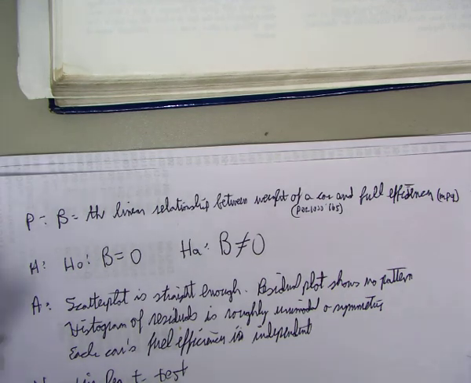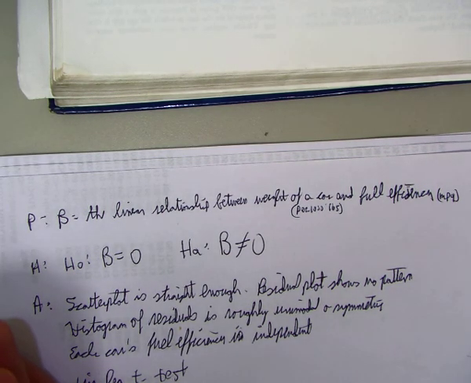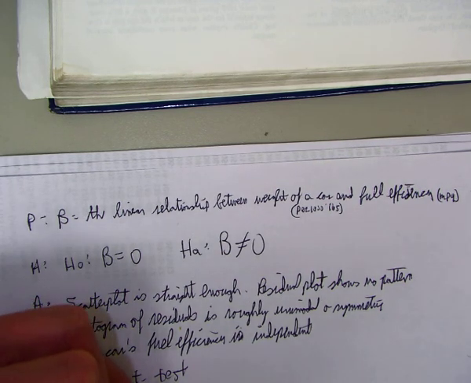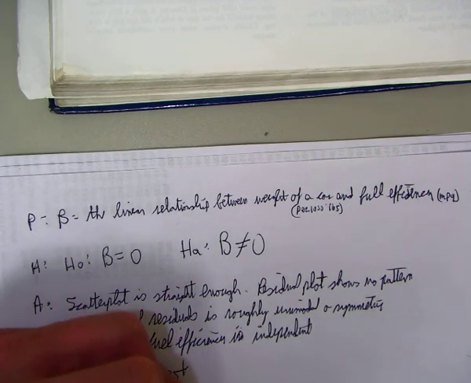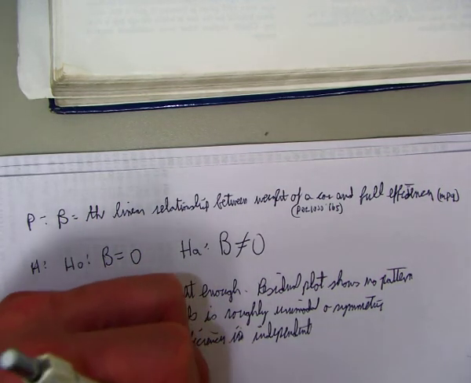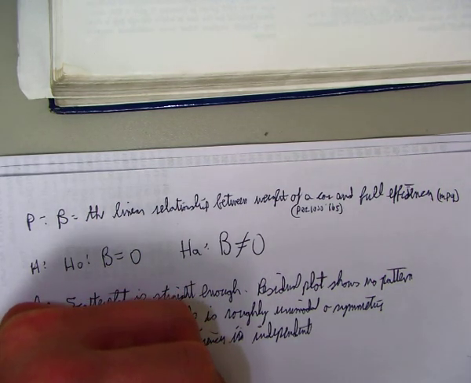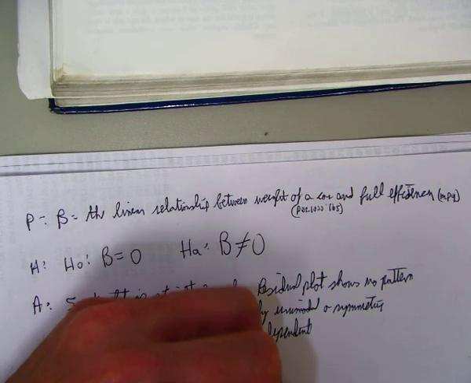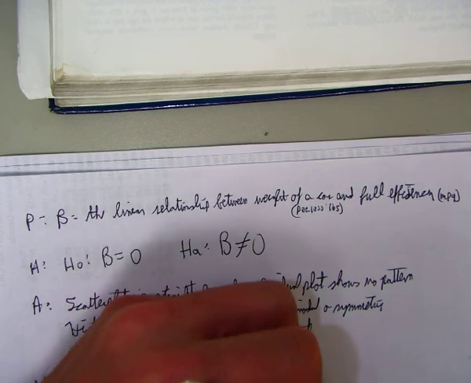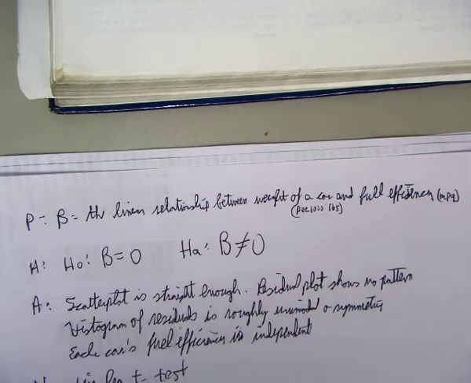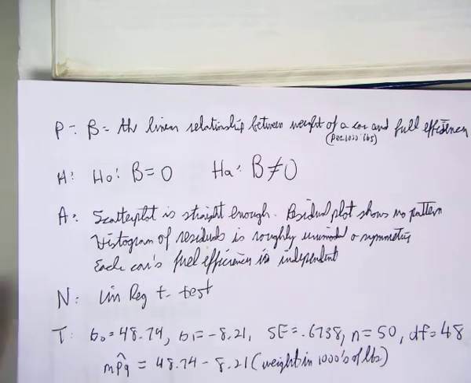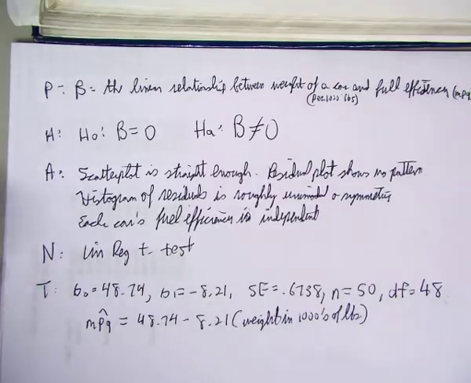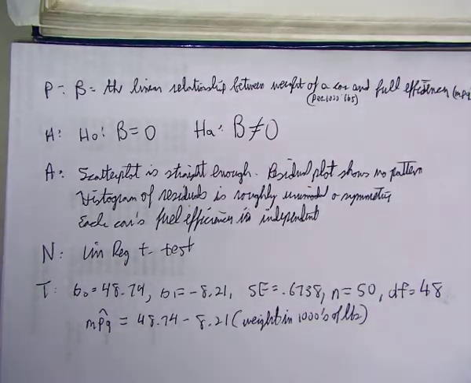Okay, and I'm going to write the equation of this. So predicted miles per gallon is 48.74 minus 8.21 times weight in thousands of pounds. Okay. Sorry, didn't have that up, but there you go. Okay, so there's everything that we pretty much need.